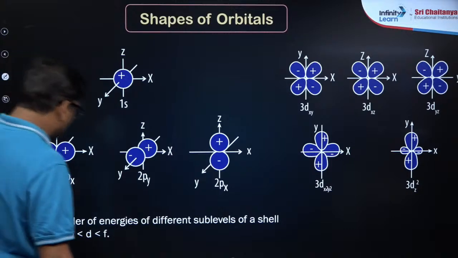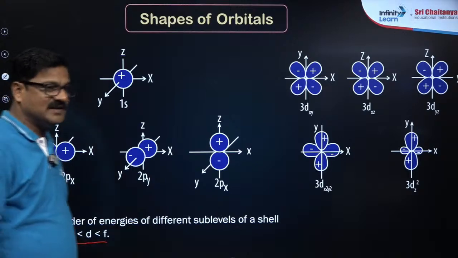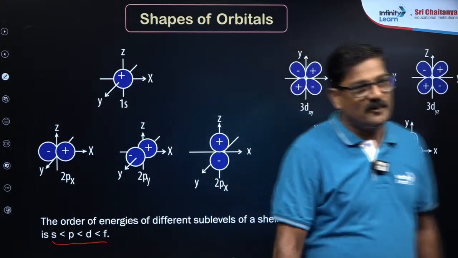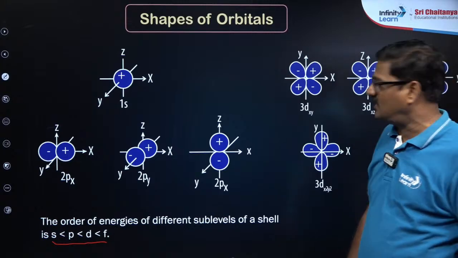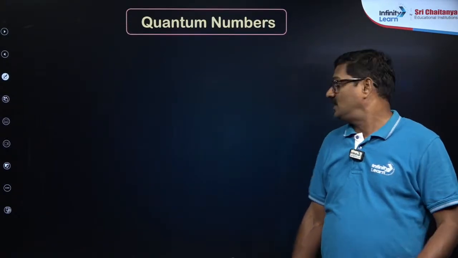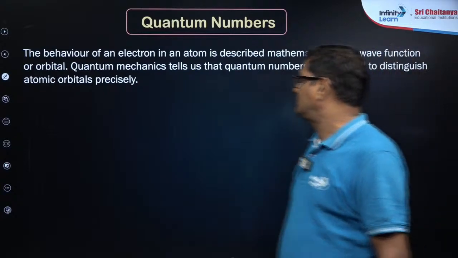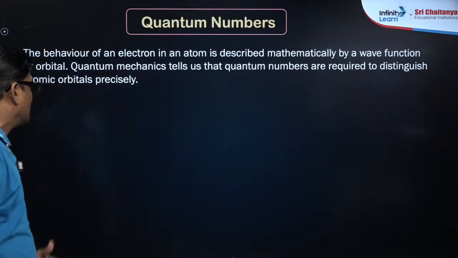The order of their energies in different sub levels is given: s is less than p is less than d is less than f. The s orbital always has the least energy, then the p orbital, then the d orbital and the f orbital.